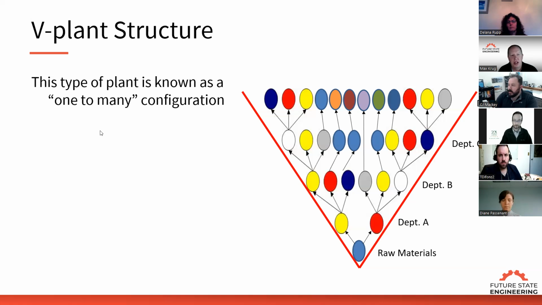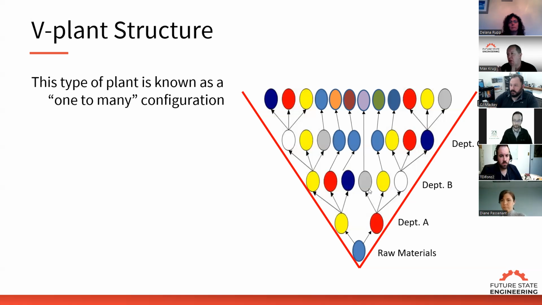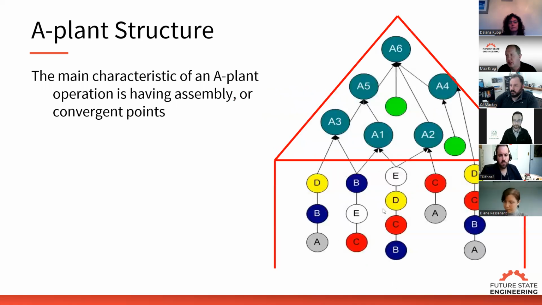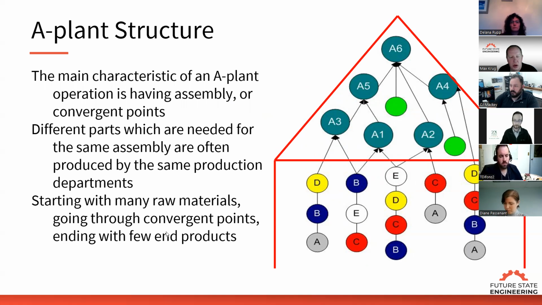So a V plant configuration is a one-to-many configuration. So I have one material that I can make many components out of. Okay. The next plant configuration is an A plant. So an A plant has assembly or convergent points. So these are divergent points where I go from one to many different points, divergent. And this is convergent where things come together and have to be assembled. Okay. So many different parts are needed for the same assembly, often produced by the same production departments. And starting with many raw materials, I go through convergent points, ending up with few end products.